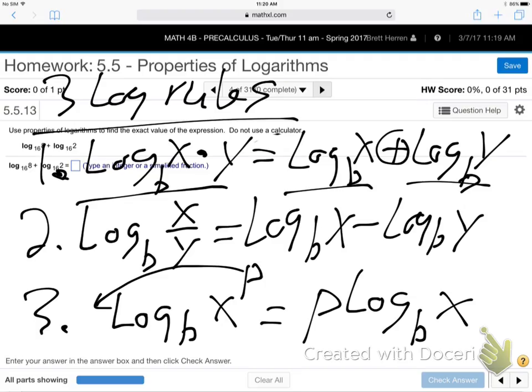So 2 logs added is 1 log multiplied. Easier operation for 2 logs, harder for 1: times. Harder for 1: dividing, easier for 2: subtraction. And it makes sense that adding goes with multiplying, doesn't it? Because they both make things bigger. Multiplying is repeated adding: 3 times 7 is 7 added 3 times. Multiplying is like adding, and dividing is like subtraction. They both make things smaller, so it makes sense they would go together.